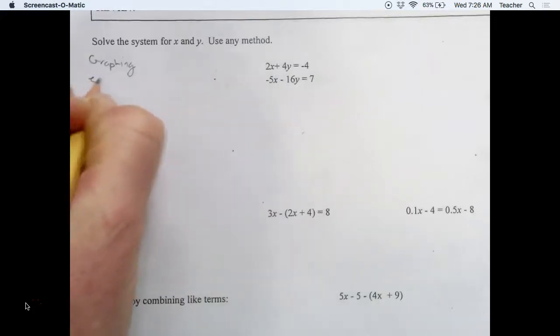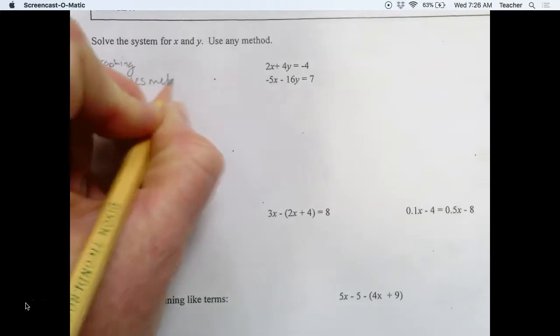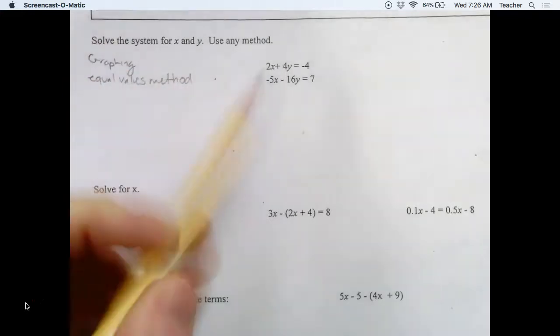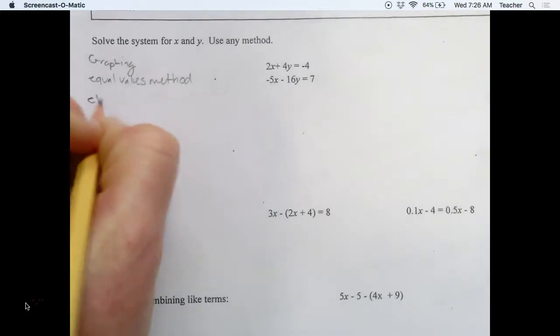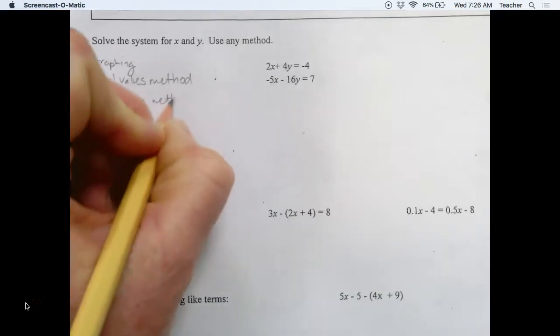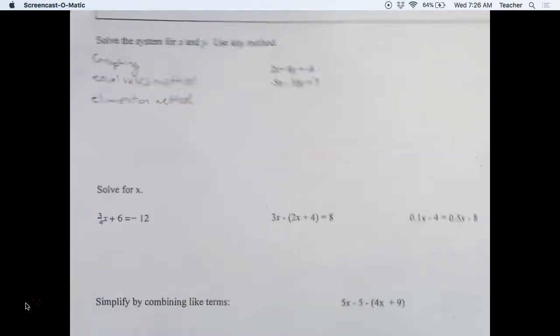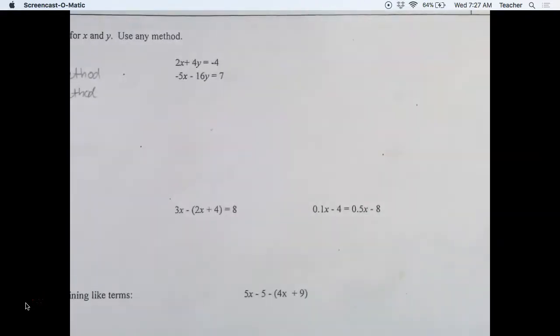We have the equal values method, where we set both equations equal to y or x, and then set them equal to one another. And then we also briefly talked about the elimination method, which I'm going to use right now. Okay, we're going to spend a little bit more time on the elimination method before the year is over.